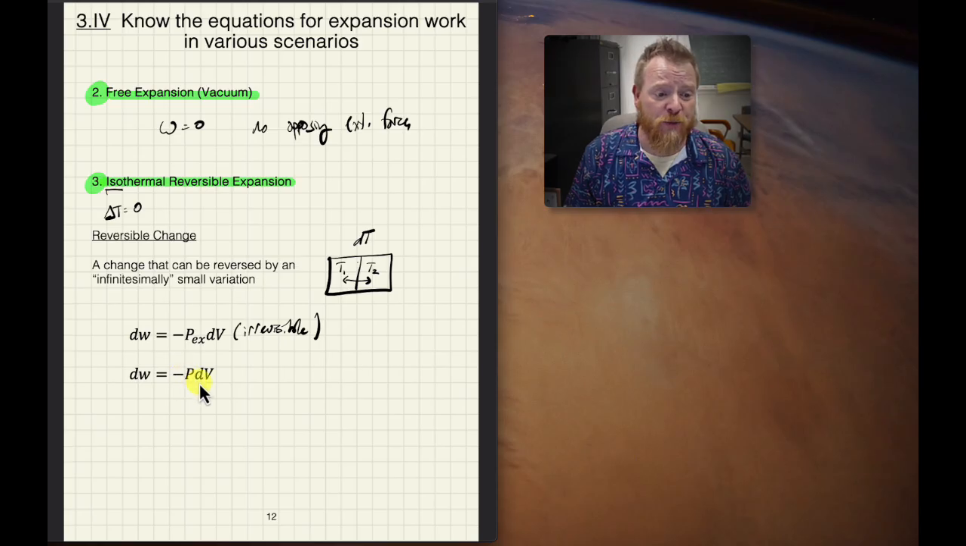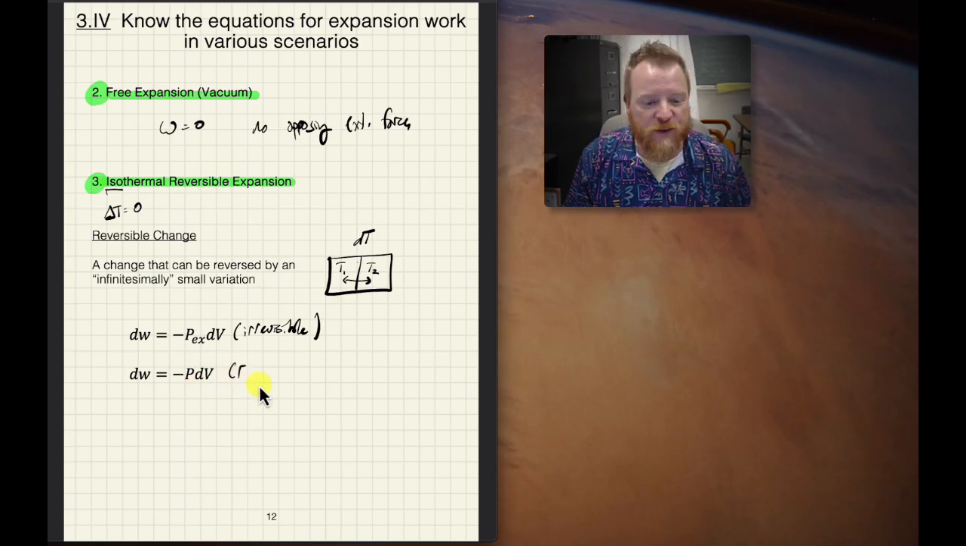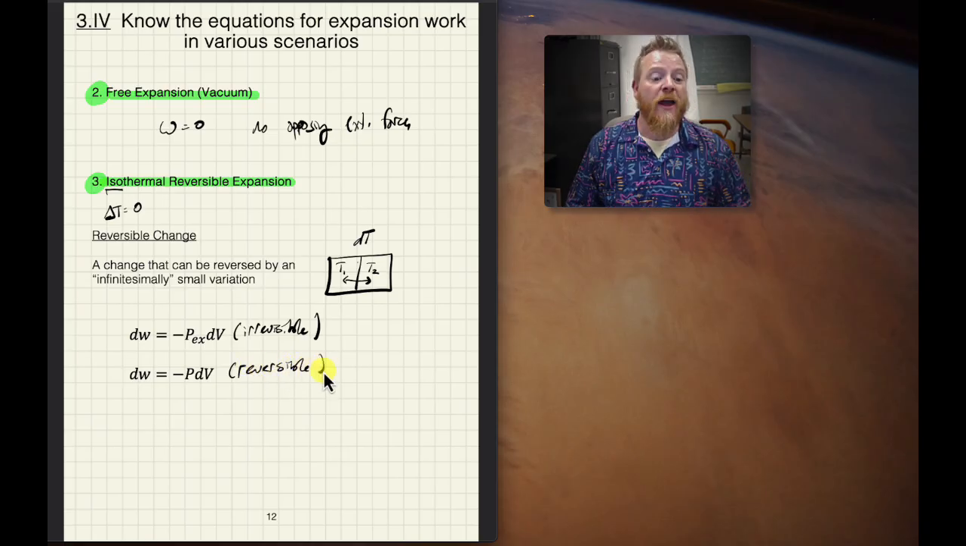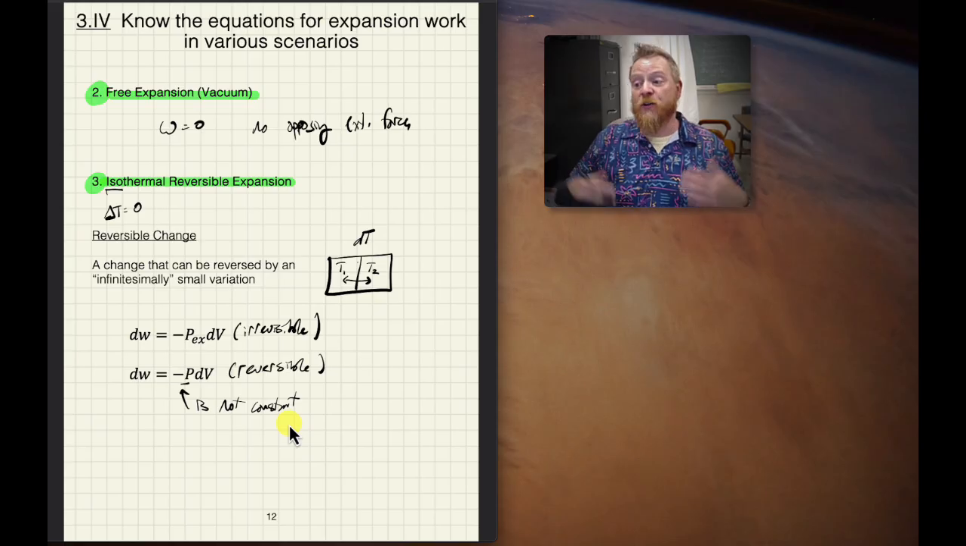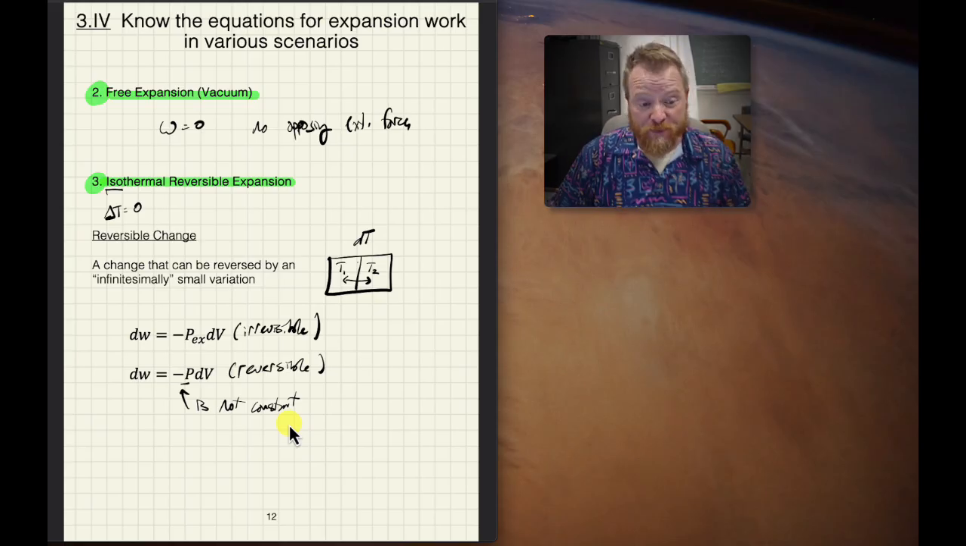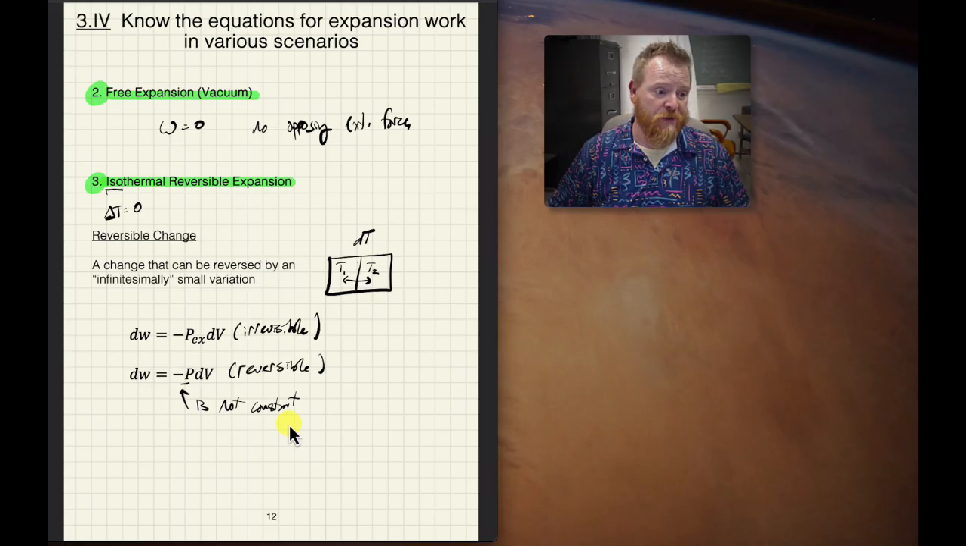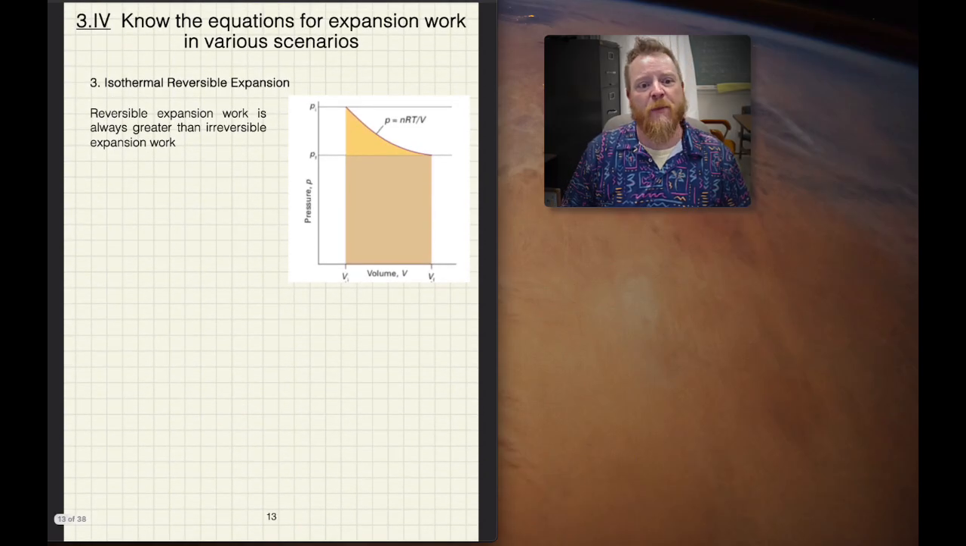So I know this looks really subtle, but by just saying P dV, that turns out to be reversible. And what that means is this pressure is not constant. That pressure is free to change so that we may induce a reversible change. Okay? So for example, let's keep working through this.